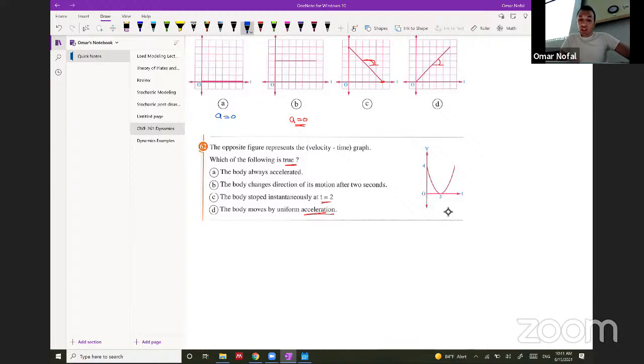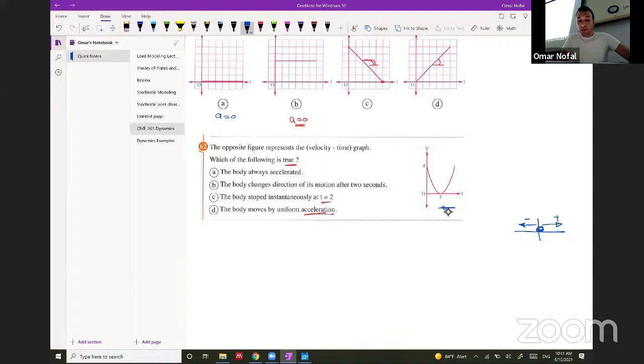And B, the body changes direction. A change in direction means that you are here and your body moves in the positive direction, and then at some point has negative velocity. Here, in both intervals, the velocity is positive. From 4 to 2, you didn't hit any negative, so there's no change in direction.